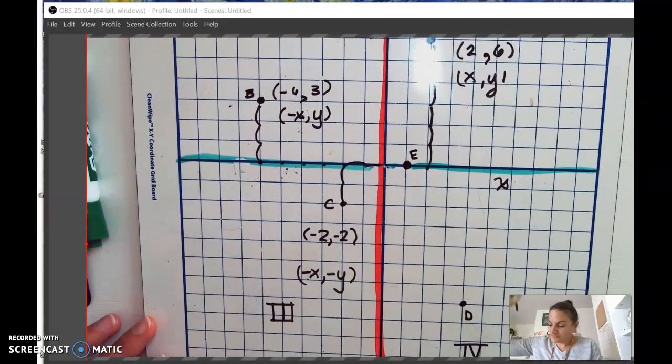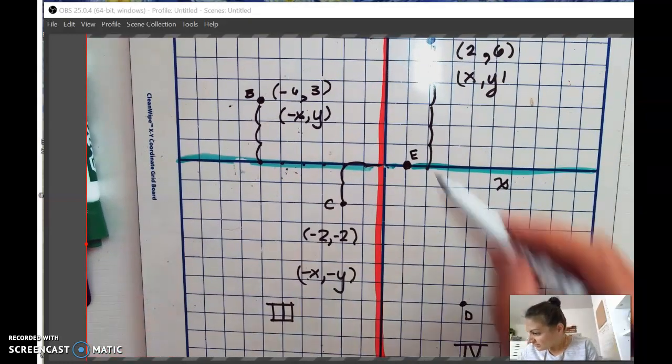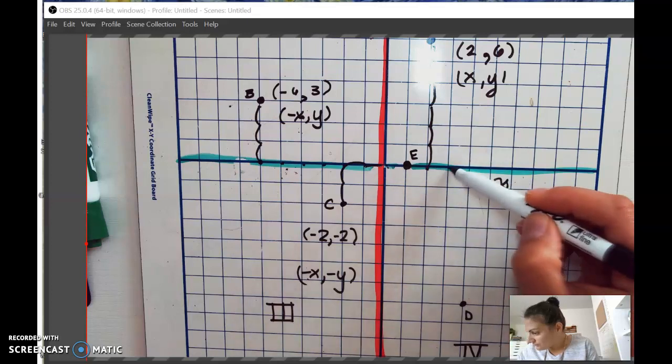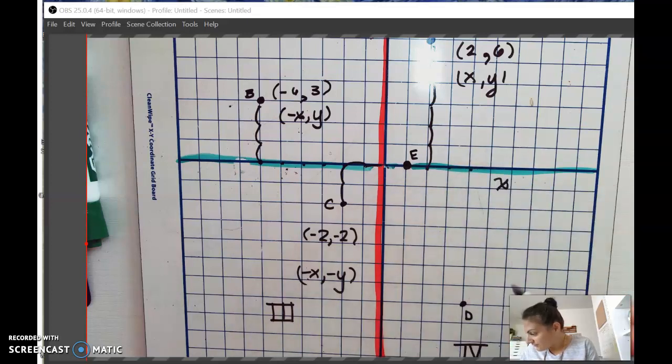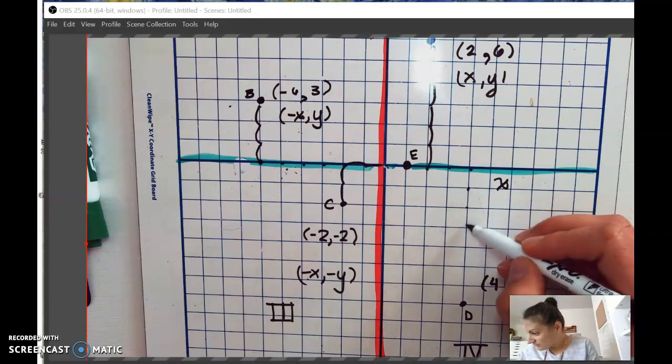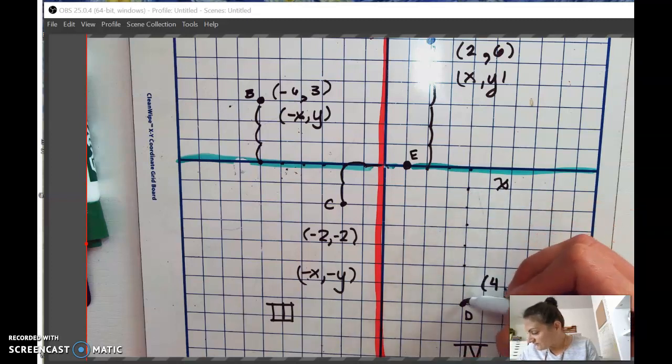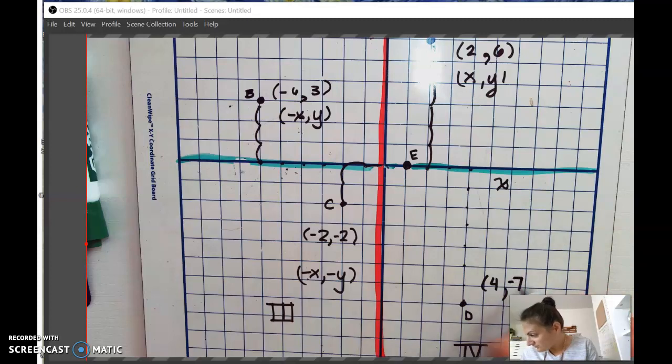And D is going to be 1, 2, 3, 4 to the right. And 1, 2, 3, 4, 5, 6, 7, negative because it's down. So this is a positive x and negative y coordinate point.